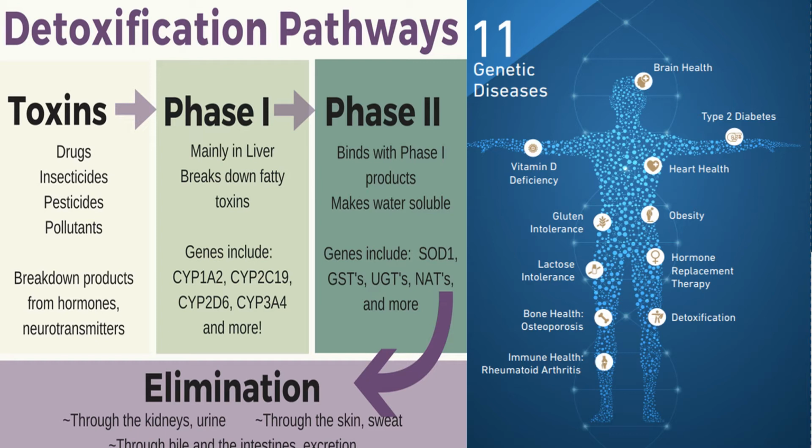Phase 1, again, is mainly in your liver. It breaks down fatty toxins in particular. That's the most important part that the liver handles. And there are several different genes involved, as you can see. Phase 2, and it's just here to show you again, if you look down, more and different genes are involved. So there are a lot of different genetic differences that could lead you to have not so great detoxification. And this happens on top of your need for certain micronutrients.